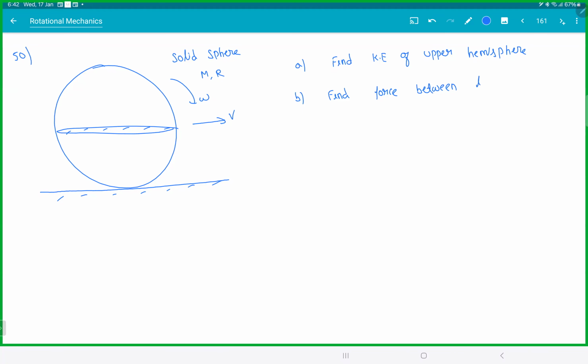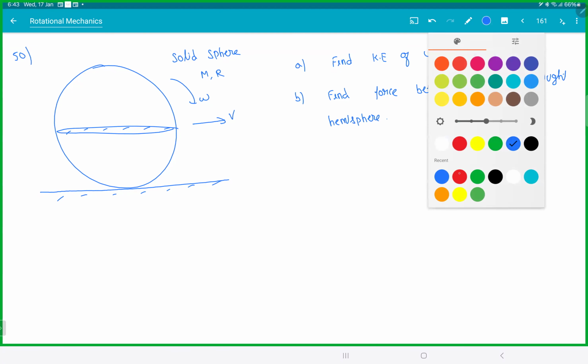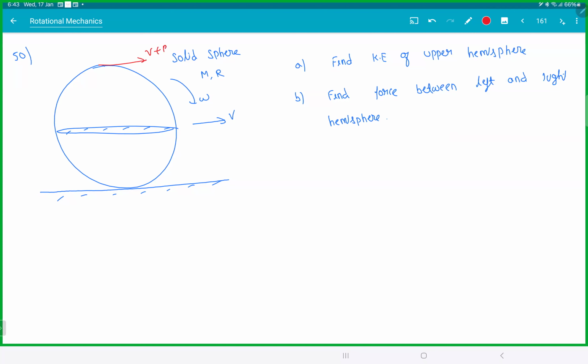Let me ask you, the force between the left and right hemisphere. Up and down is also the same only. It won't be half of the total, right? Why won't it be half? The upper points' speed will be v plus r omega. The lower points will be v minus r omega. So the lower points are traveling slower. So the lower hemisphere will have less kinetic energy compared to the upper hemisphere. So it won't be half of the total. The upper hemisphere should have more than the lower hemisphere. That much idea is there. How will you calculate that?